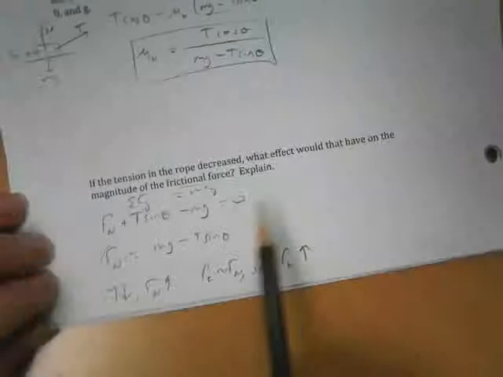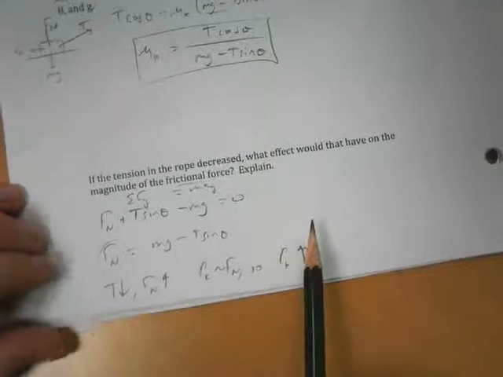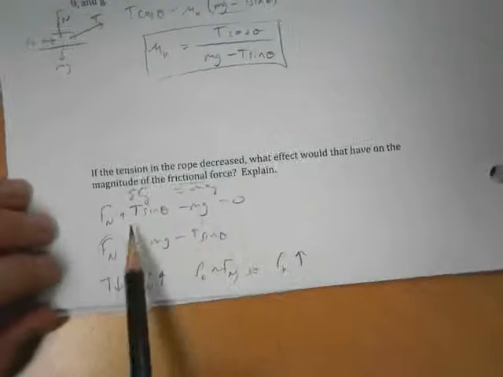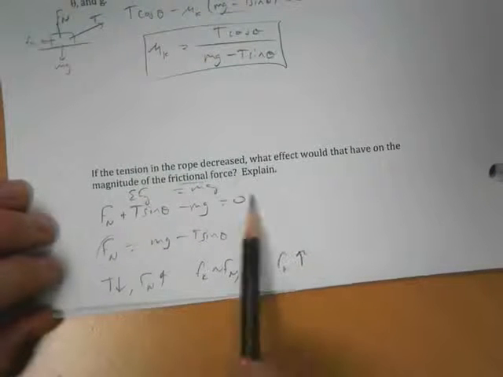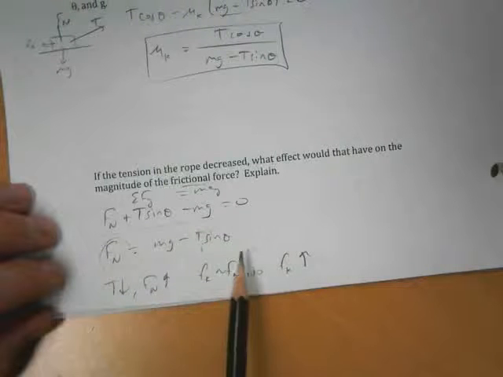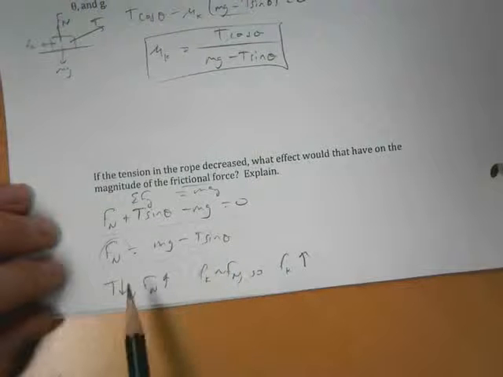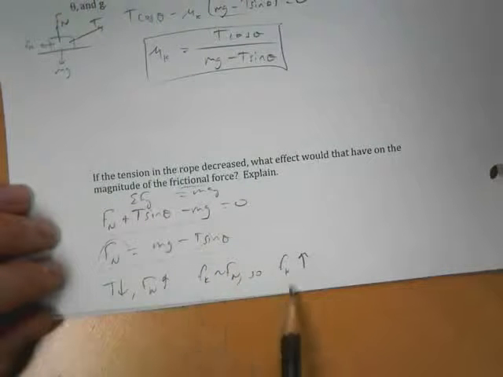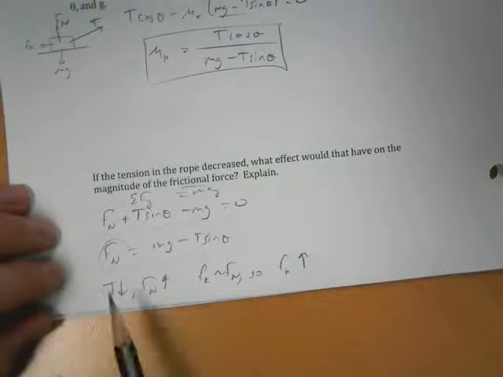To give a fully correct answer on a quiz or test or whatever, you should insert some words in here. Applying Newton's second law in the vertical direction yields this, which means that normal force is equal to this. So as tension goes down, normal force goes up, and frictional force is proportional to normal force. So as tension decreases, friction would increase.